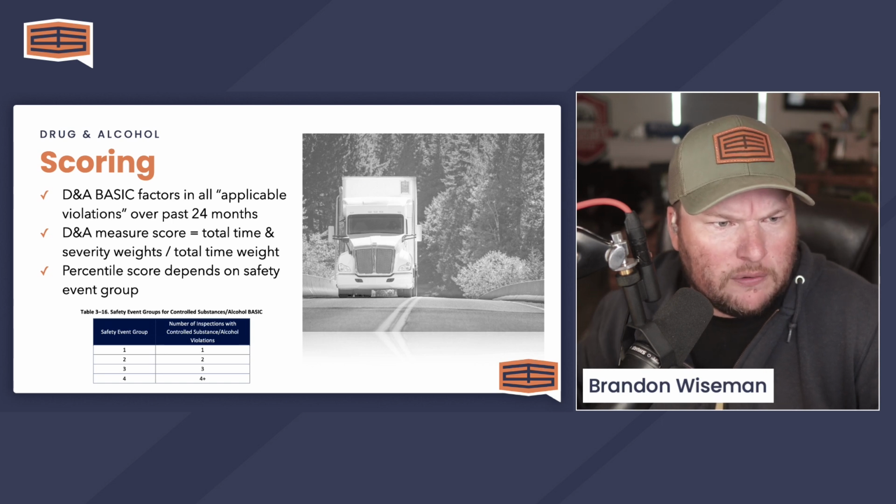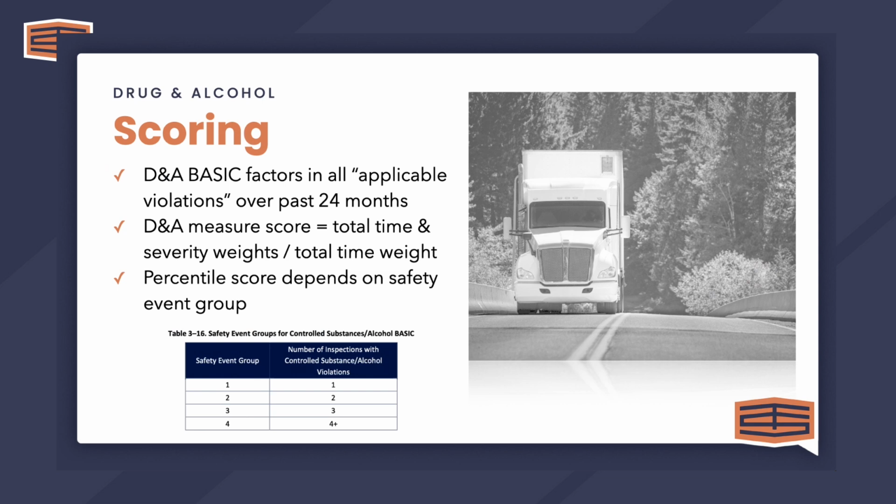If you can read this, it's a little hard to read. Let me switch over to just the screen here. Here are the safety event groups in the drug and alcohol basic. Here's what dictates what safety event group you happen to be in. You can see that there are 4 safety event groups in this basic, and they depend on how many inspections over the last 24 months you've had with a drug and alcohol violation. If you've had 0 violations in that category in the last 24 months, then you're not going to have a score at all in this category. If you've had 1 violation in the last 24 months, you're going to be placed in the first safety event group. And then it just goes up based on how many you've had.